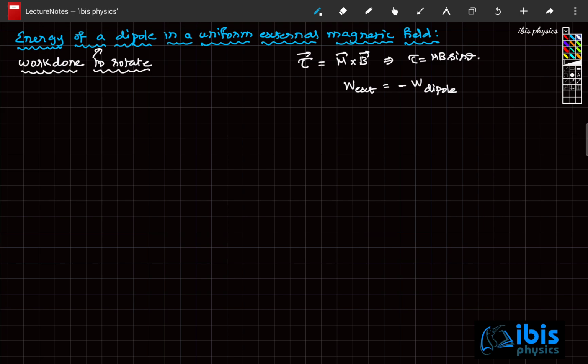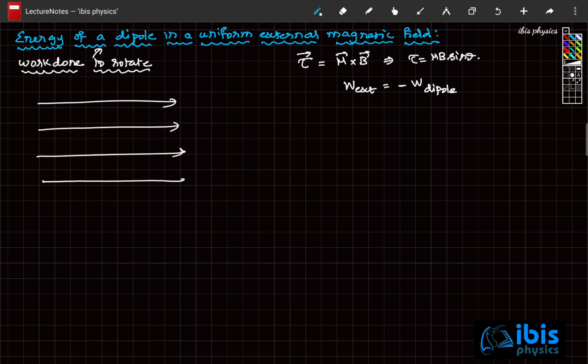Okay, let me explain the situation. Suppose a uniform magnetic field exists in a region. The uniform magnetic field is represented by parallel magnetic lines of force. There is a bar magnet in this field. This is the south of the magnet, this is the north of the magnet. Hence the dipole moment is from the south pole to the north pole. The angle between this magnetic moment and the magnetic field is the angle theta.